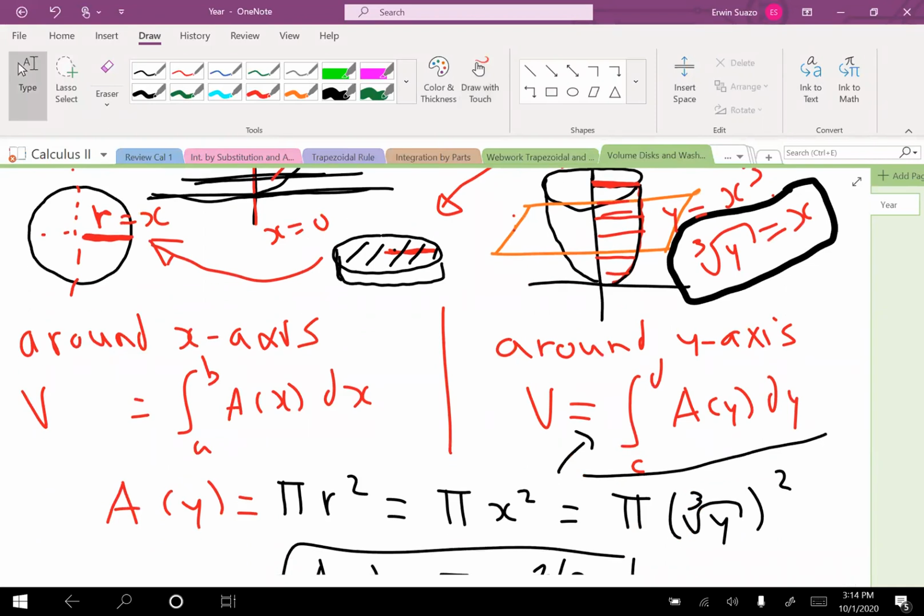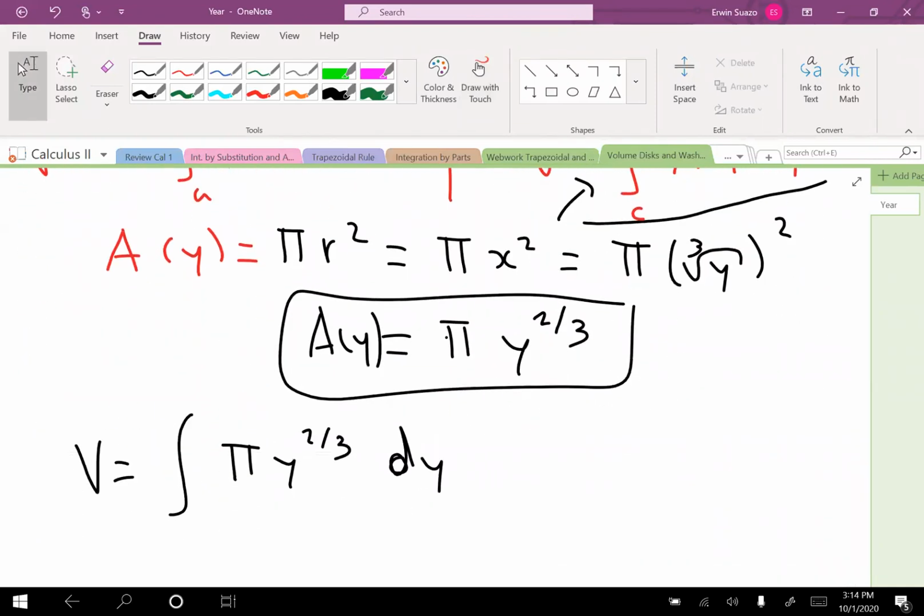So you have to take calculus 3. This is going to be really useful for you, because this is what you're going to do all the time in calculus 3, 0 to 8. You have to change coordinates all the time. So then you go pi integral between 0 and 8 of y^(2/3) dy.